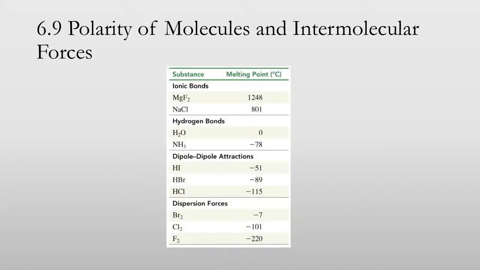Some examples of melting points for certain types of intermolecular forces: magnesium fluoride, an ionic compound, has a melting point of 1,248 degrees Celsius. Sodium chloride is 801. Water is 0 for its melting point. Ammonia is negative 78. Those two are hydrogen bonds.